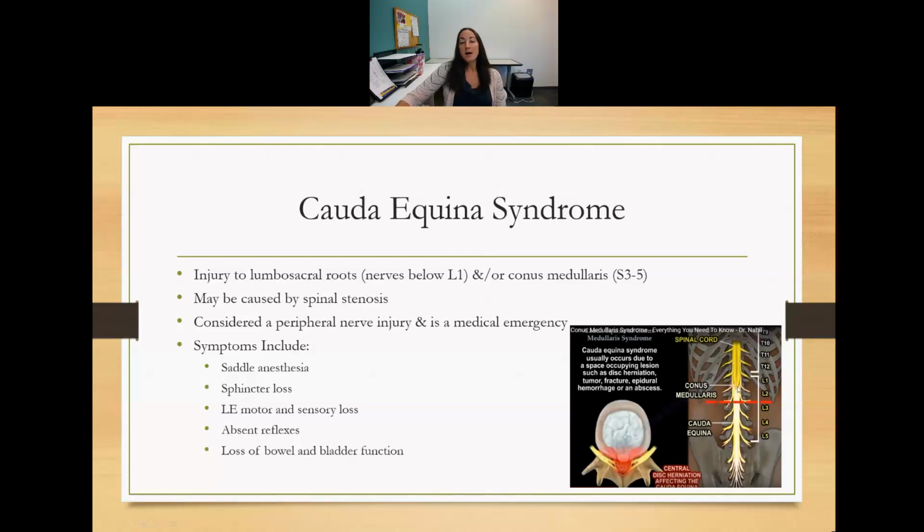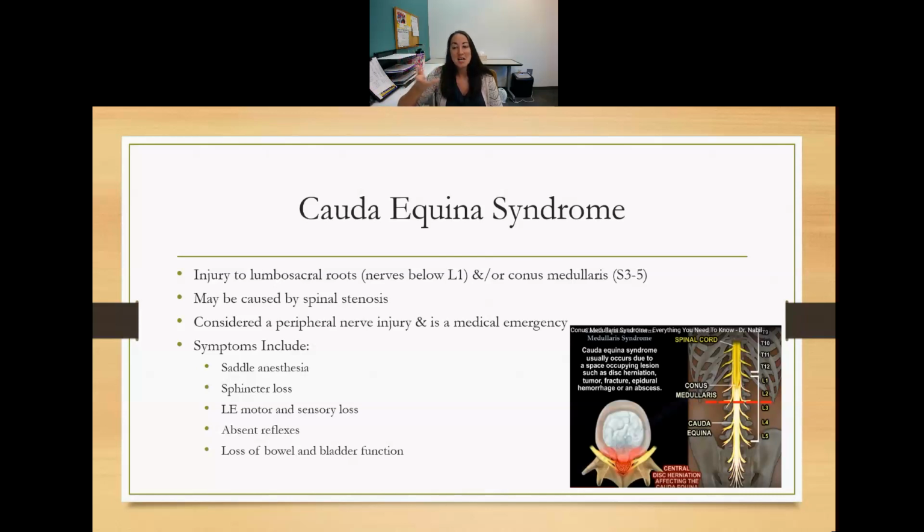The conus medullaris is at the sacral portion, S3 through 5, kind of the bottom area there. And any of that being damaged would still be considered Cauda equina syndrome. It could be caused by spinal stenosis. Maybe they have a herniated disc that's pushing into the spinal cord, or a broken pars interarticularis. Remember, that's the pars articularis.